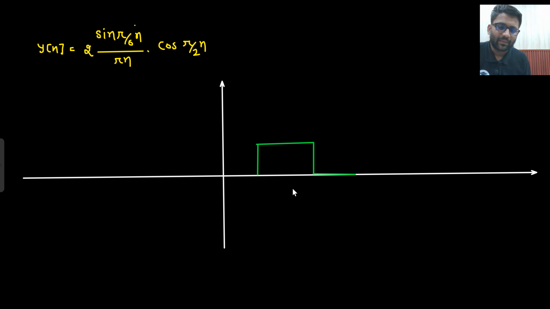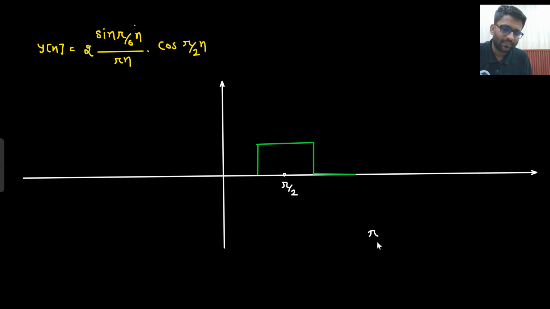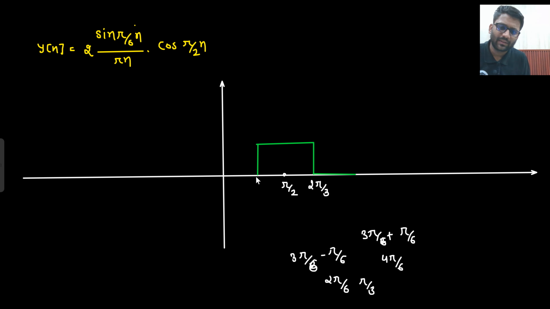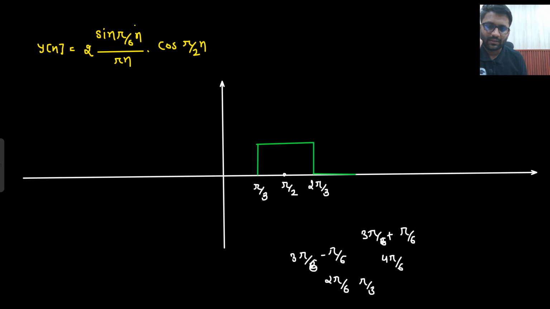The center will move to pi by 2. So pi by 2 plus pi by 6 is 4 pi by 6, which is 2 pi by 3, and pi by 2 minus pi by 6 is pi by 3. Okay. Now this center will also move to minus pi by 2.